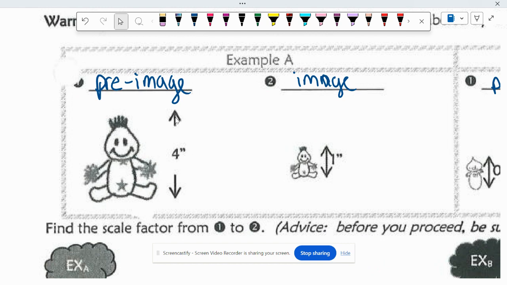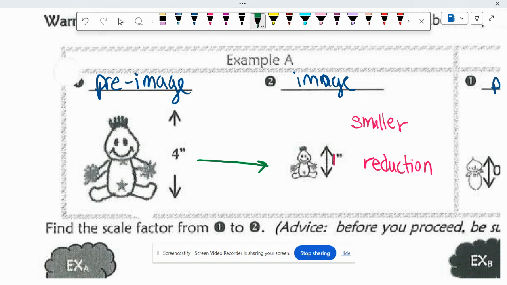So if you were to look at the original item, and you were to look at the new item, I don't know if you guys can see this or not, but this has a 1 inch next to it. Did the new item get bigger or smaller? So it got smaller. So this dilation is called a reduction.